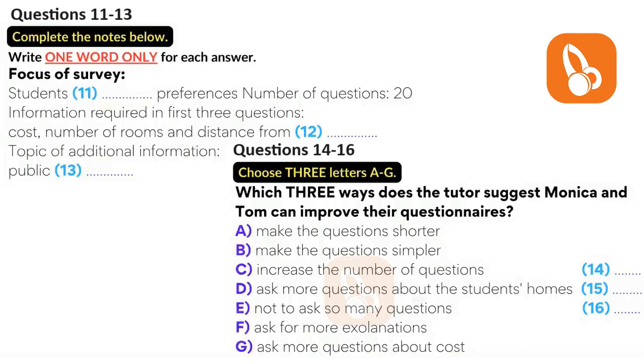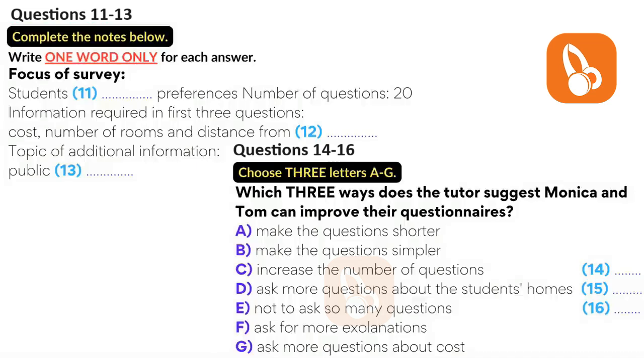So, what's the survey about, Tom? It's about where students want to live and how they choose. Basically, their accommodation preferences. We've actually tried it out with a few students already. OK, that sounds fine. So, to start with, how many questions have you got? 20? Is that too many? Yes, it is, really. People get fed up answering lots of questions and they stop thinking about their answers. Right, so we need to think about that again.